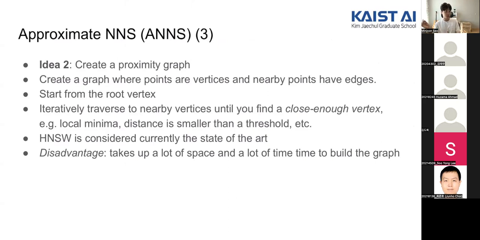Instead of creating buckets, you might want to create a proximity graph, which means that you connect points where they are nearby, and those become edges. You start from a certain root, and then you make this into a search problem. Because if you connect the nearby points with edges, then this can be considered a fully connected graph. And then you basically try to traverse through all these points and find the closest vertex, or a close enough vertex. It's a local minimum, but you reach it when this distance is smaller than a threshold.